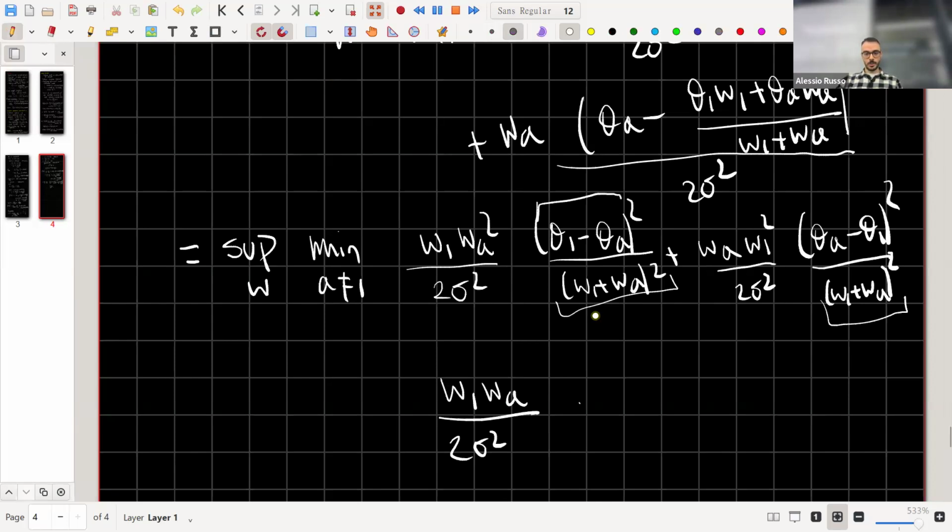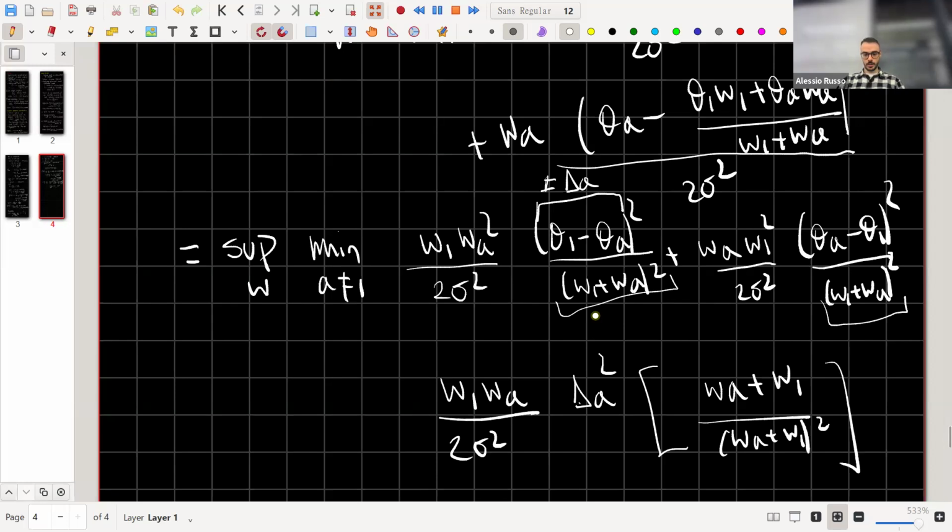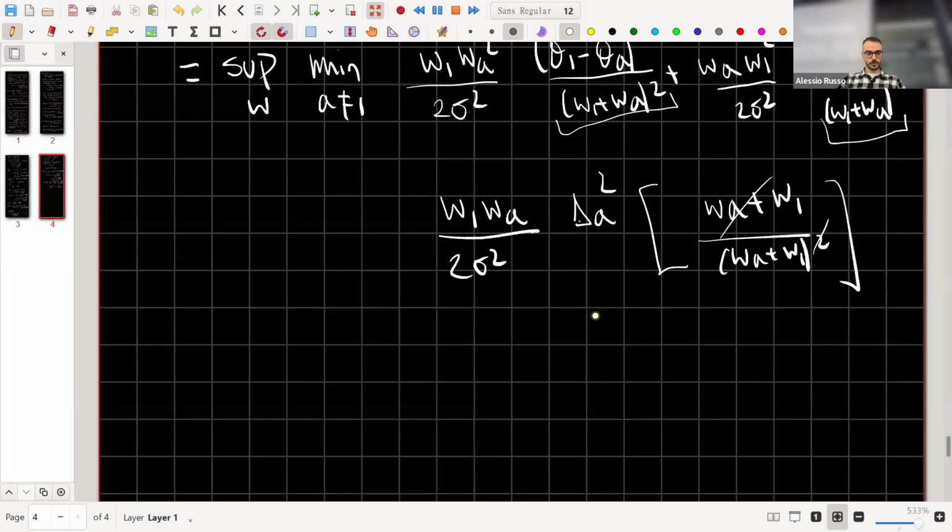Let's also call theta 1 minus theta A delta A. It's the gap between the best arm and arm A. So we get W1 times WA times delta A squared. And what do we get here? We get WA plus W1 divided by WA plus W1 squared. So we have this simplification. And so the final expression is simply this one.